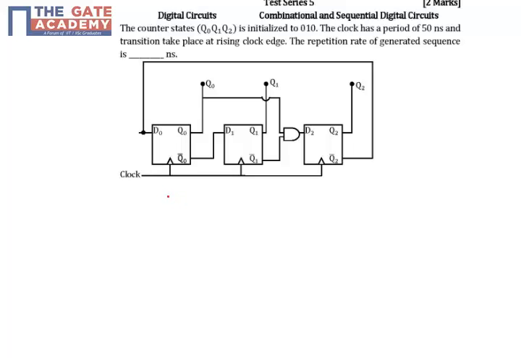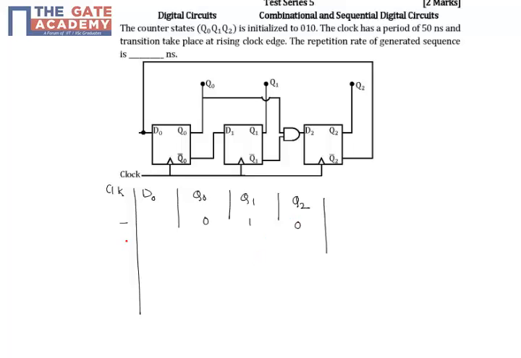So here this is D naught and Q naught, then Q1, then Q2. So this is the clock pulses. Initially, when there is no clock pulse, he has given the initial value as 0, 1, 0, right?